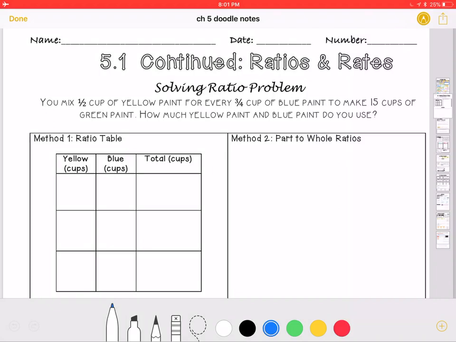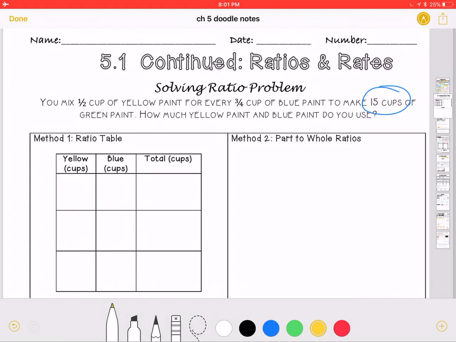You mix half a cup of yellow paint for every 3/4 cup of blue paint to make 15 cups of green paint. How much yellow paint and blue paint do you use? So I want to know, when we make 15 cups of green paint, how much yellow and how much blue is there? Because you would mix yellow and blue together to make green.